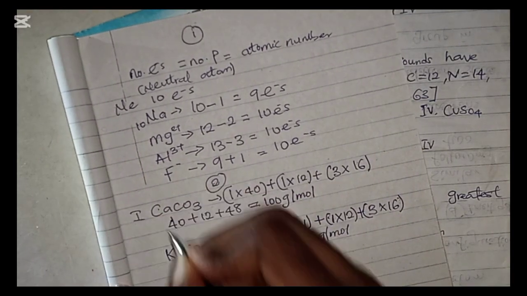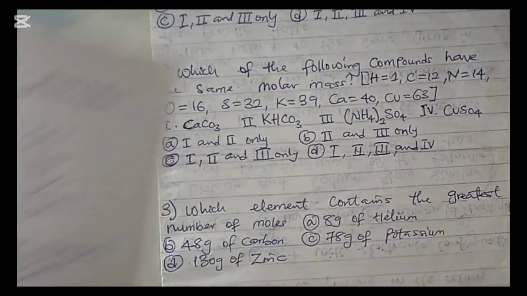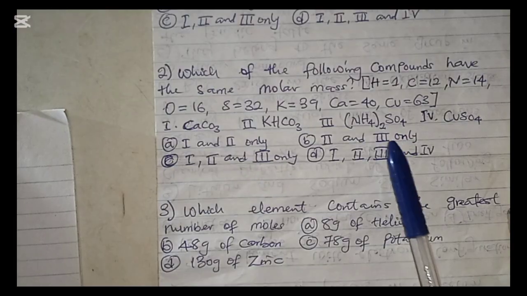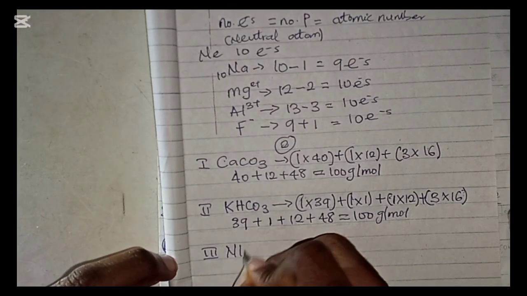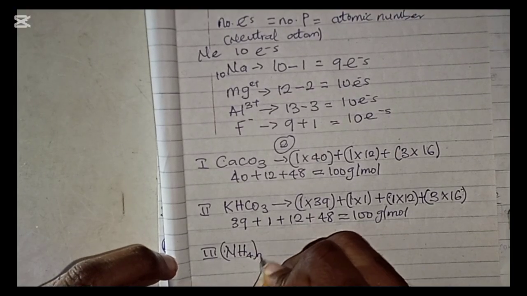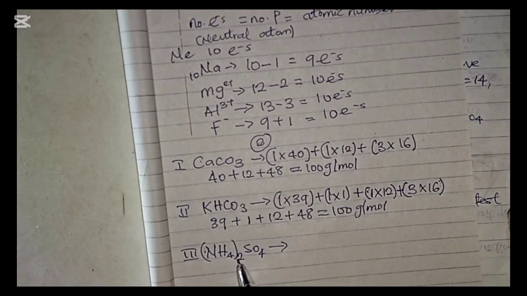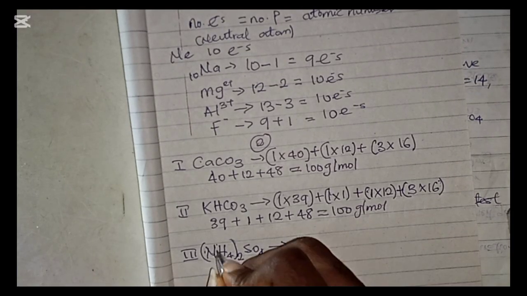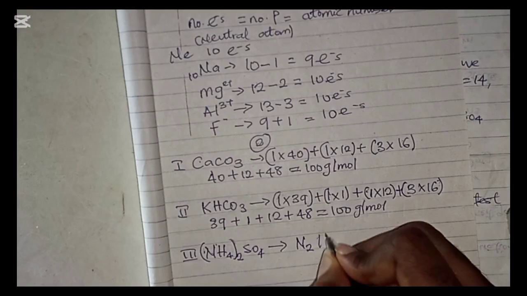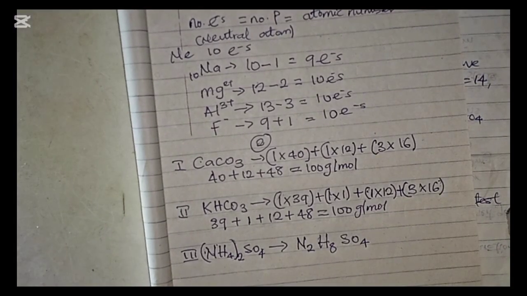So we can see we have already started doing it. This is for I, this is for II. So we are going for III. So for III, we have (NH4)2SO4. Let me write this here, (NH4)2SO4. Now this is also written as, because this 2 is for all the atoms that are in the bracket, it is basically me writing N2, 2 times 4 is what? 8. So we have N2H8SO4. This is basically what you are trying to say here.